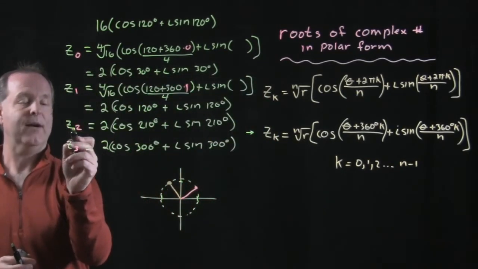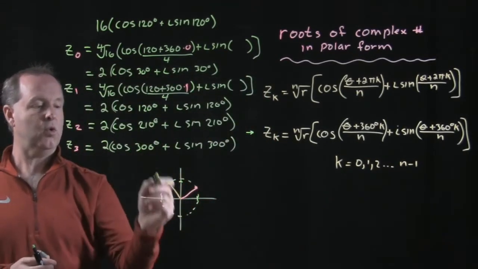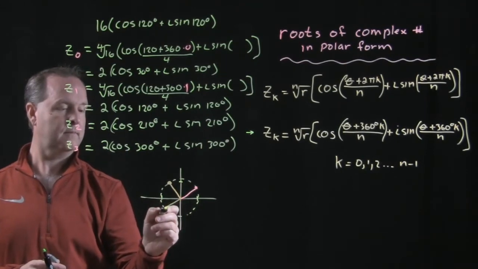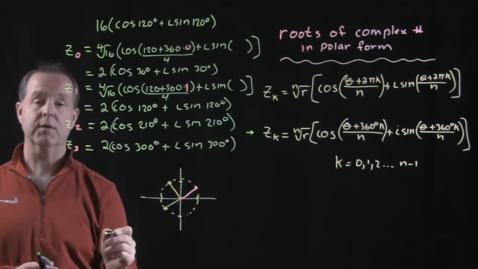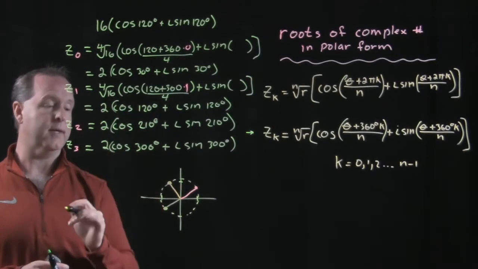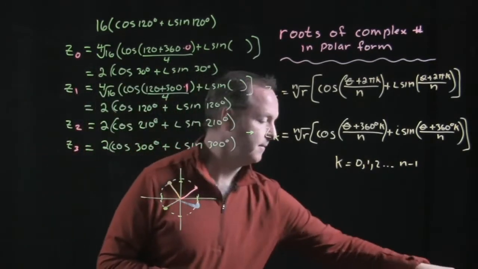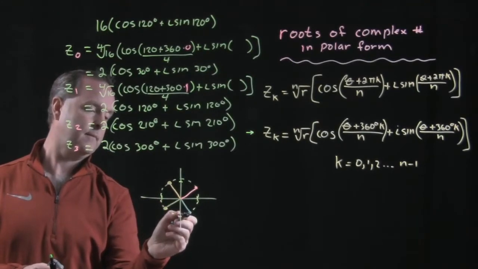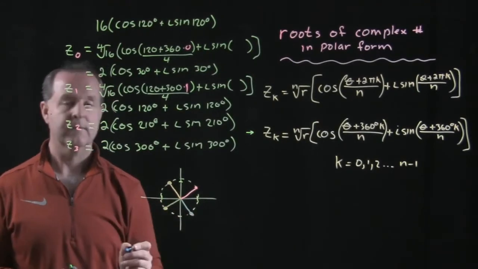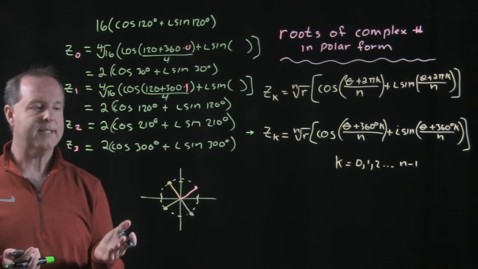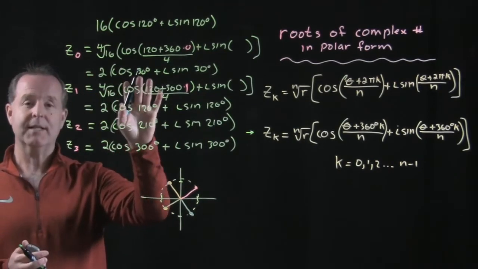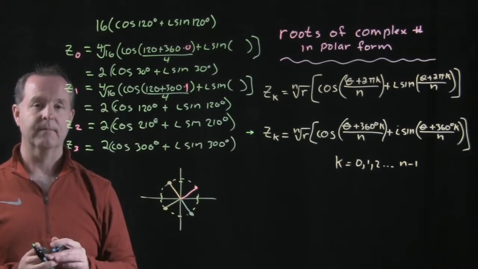The next one, the z sub 2, that's at 210 degrees, right there on that unit circle with a radius of 2. And then the last one is at 300 degrees. And so that's how we would represent the 4 distinct roots of this complex number written in polar form.